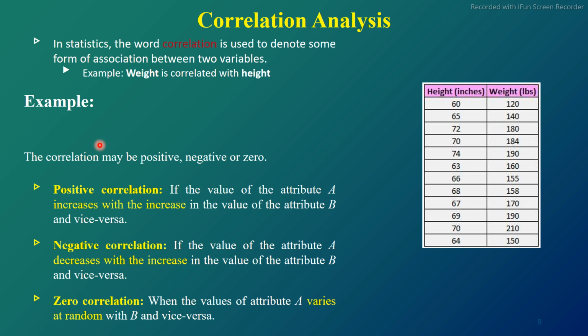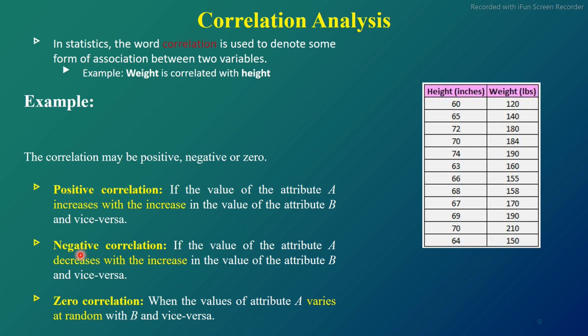Positive correlation means if the value of attribute A, let's say variable A, increases with an increase in the value of attribute B, and vice versa. Let's say if B increases, A increases, and if A increases, B increases. In that case, you will see there is a positive correlation. The two variables are moving in a positive direction.